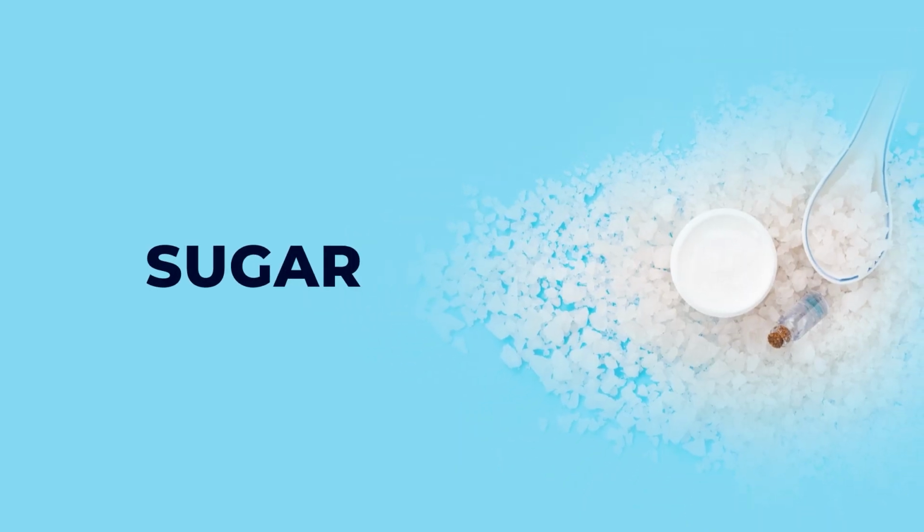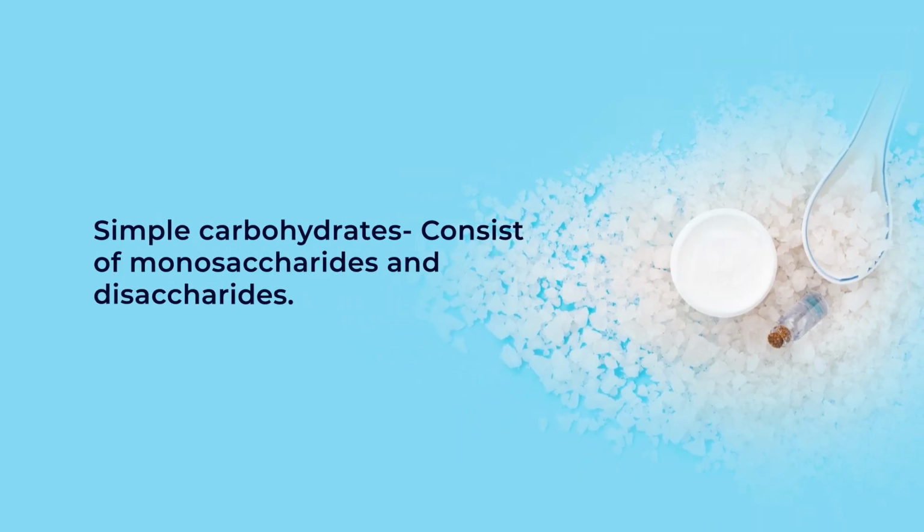Now, let us take one by one. First is the sugar group. Sugar, when we say, it normally comprises monosaccharides and disaccharides. So, this sugar word includes monosaccharides and disaccharides.